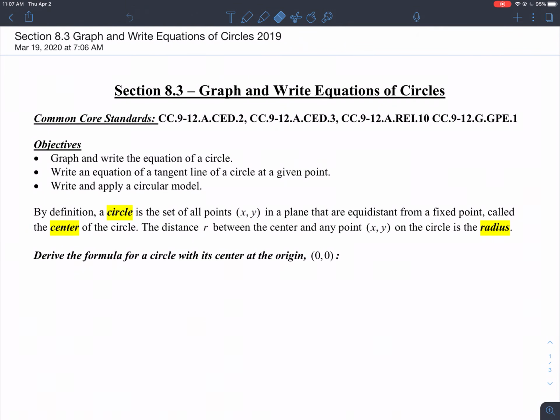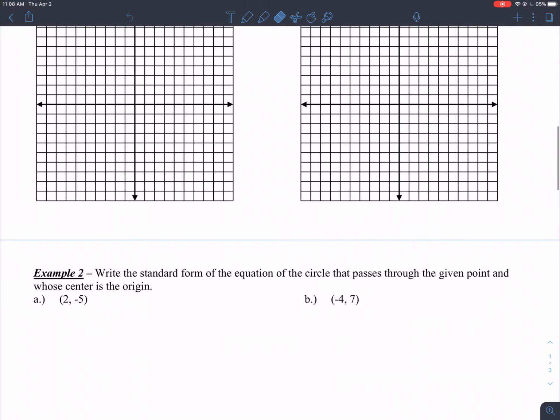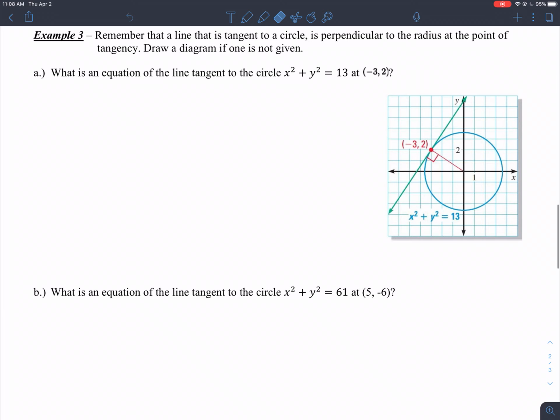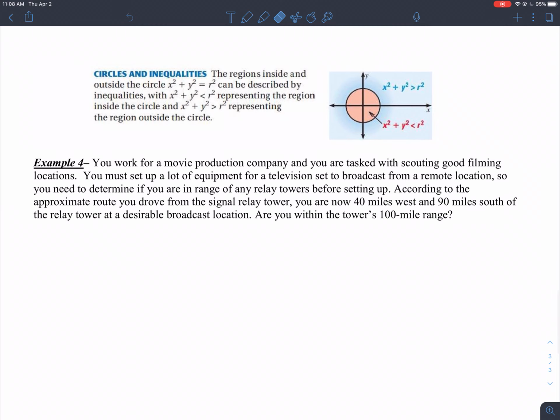Hi guys, so let's talk about section 8.3, graph and write equations of circles. This is not too bad, I think. We start off again with deriving the equation for a circle, which is also pretty simple, and you'll see also relies on Pythagorean theorem. And then we'll do some graphing questions and some writing equation questions, and then we'll get into some problem solving for tangent lines to circles, and basically like area in a circle.